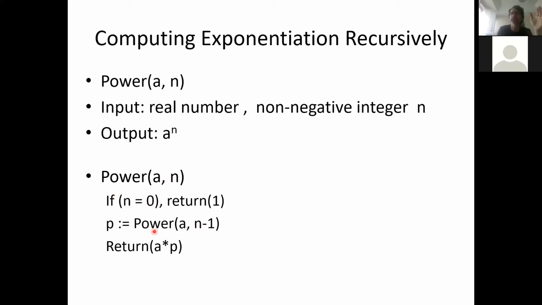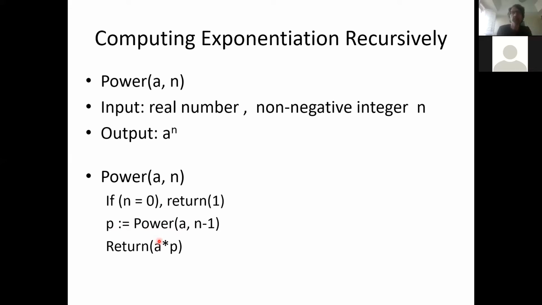Okay, but let's see what it does on the return. Let's say that it returns some value. This code is going to say, whatever this returns, let's call it P. And what I will return now is whatever this was, multiplied by A.